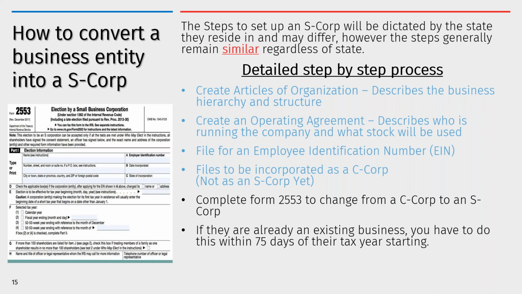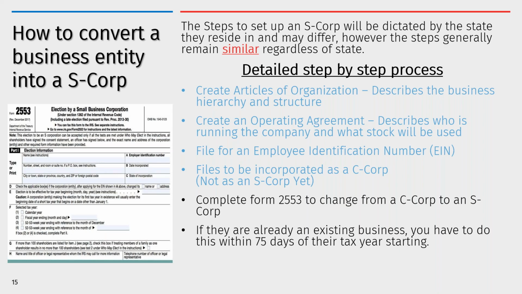Well, when we are switching from a sole proprietor or a different entity to a C corporation, keep in mind these are the blue items, we're going to have to create the articles of organization. We're going to have to describe the business hierarchy. Who are the owners going to be? Mostly there's only a single owner, but it's not uncommon for there to be more than one.